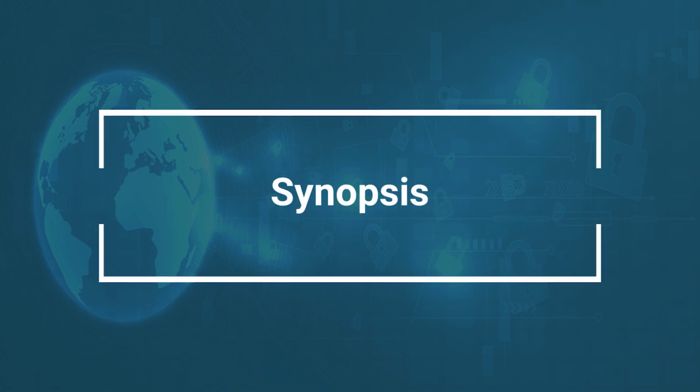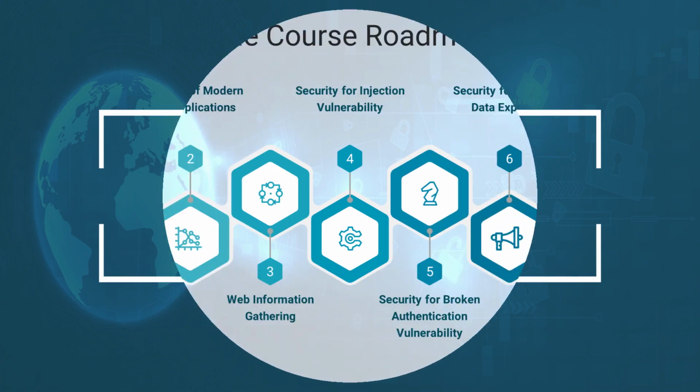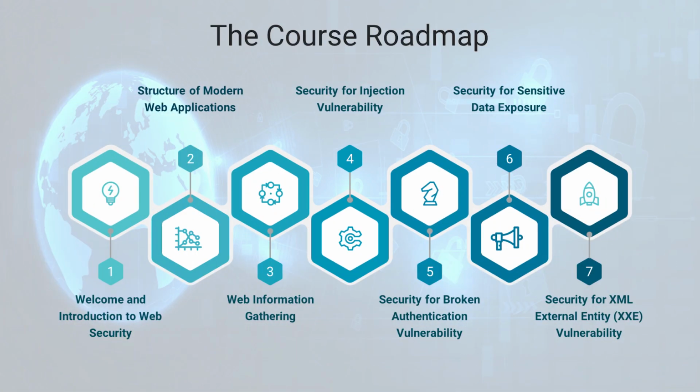So what we have covered in this course, and these are 7 sections in the course. First we have started with the introduction to web security. Then we have learned the structure of modern web application, then how you can gather information about websites. Then we will learn about various kinds of vulnerabilities.